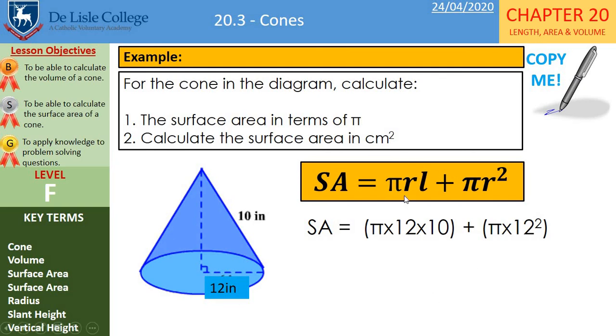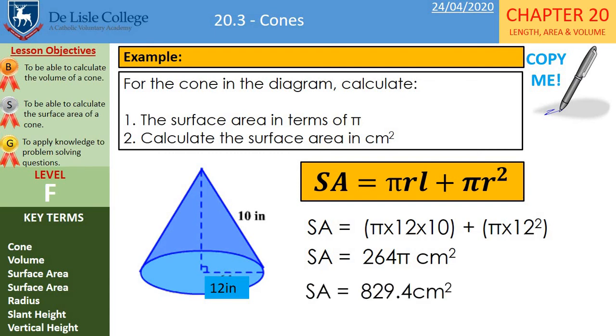So first things first, we're going to find the surface area of the curved outside face, and that's pi times radius times length. Well, the radius is 12 and the slant height, which is the L in the formula, is 10. Then we're trying to find the surface area of this circle base, which is pi r squared, so pi times 12 squared. So your answer in terms of pi, which is the first thing that will appear on the screen of your scientific calculator, is 264 pi centimetres squared, because it's surface area. And then we can press our SD button and we get 829.4 centimetres squared. Please pause the video as you copy this example down in your book.